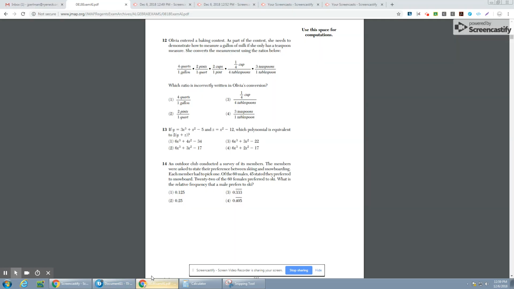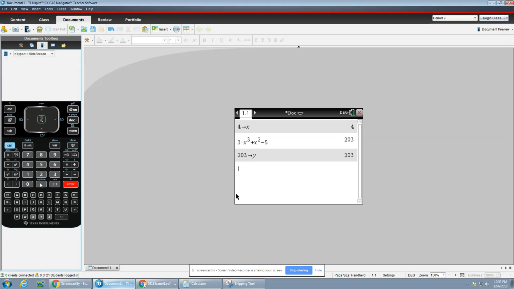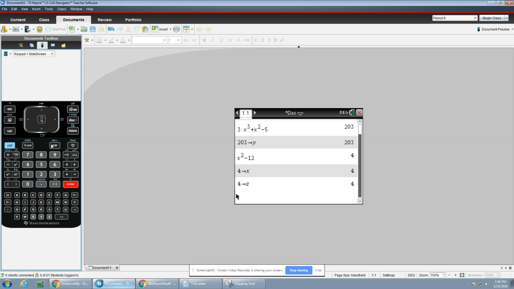Z is x squared minus 12. So we're going to say, what is x squared minus 12? And we'll store that as z. And now you're going to type in the question. It says 2 times y plus z. And again, we're checking, so we'll hit the equals button, and you go through your choices.